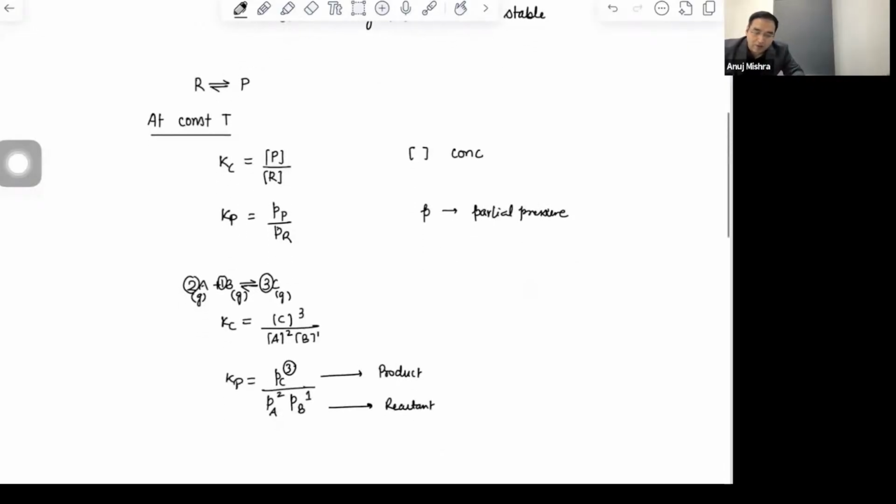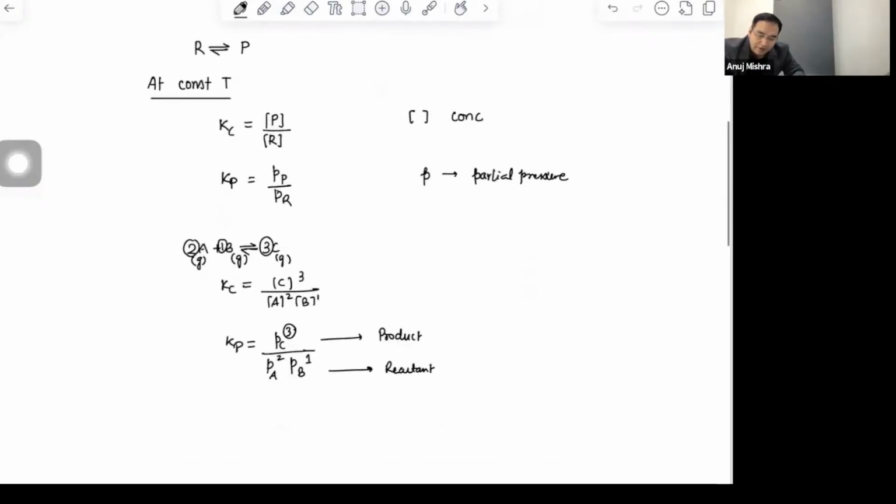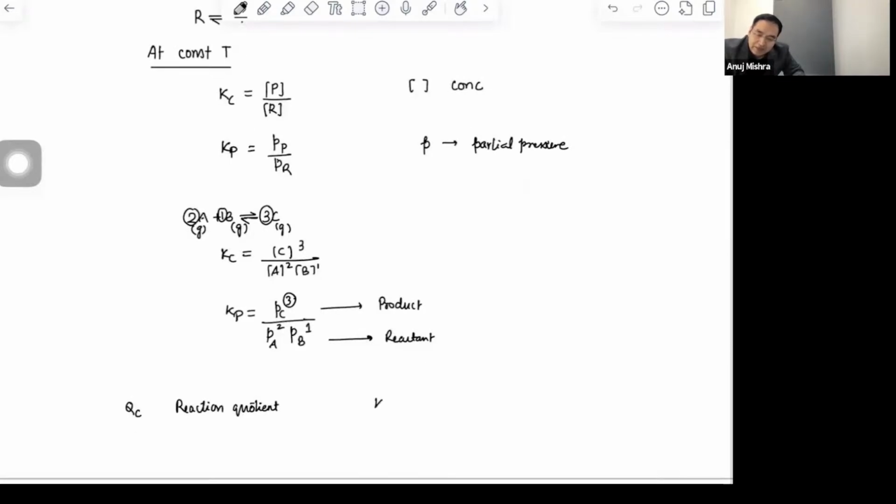Okay. Now, hear me out. There we define another term called QC. QC is called reaction quotient. And QC is like KC, but at any time t equals t. What was KC? KC is defined at equilibrium. When you solve KC, you define it at equilibrium.